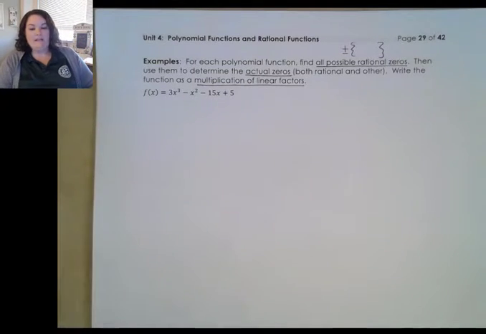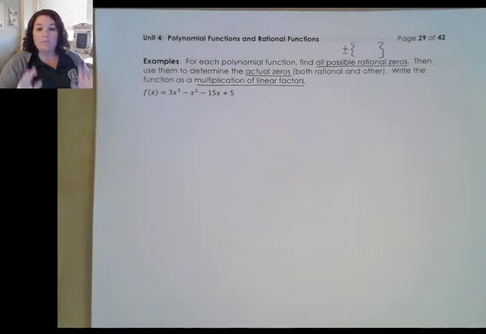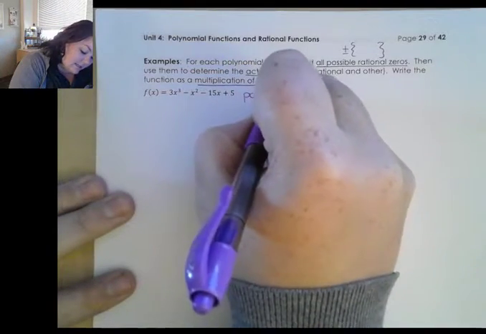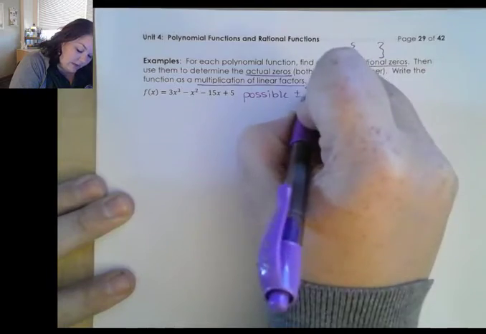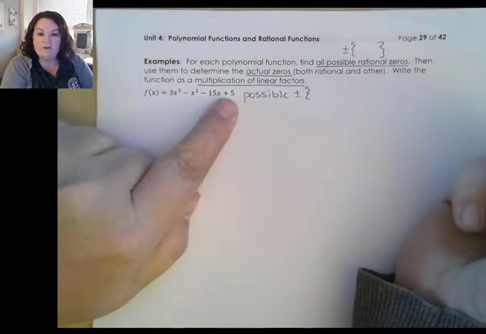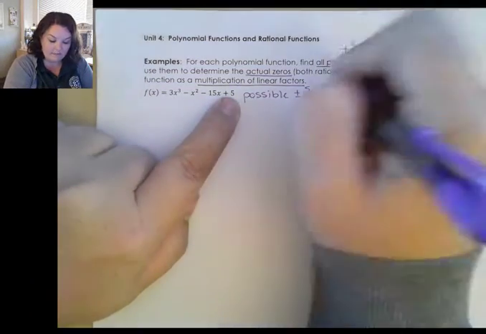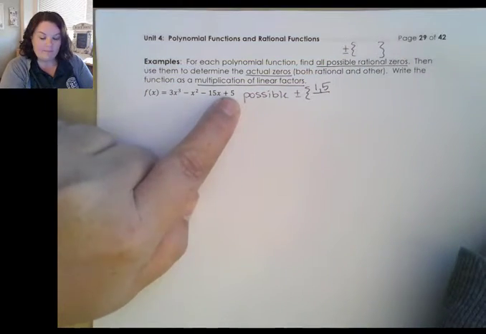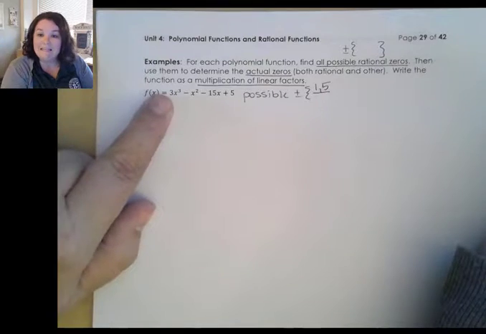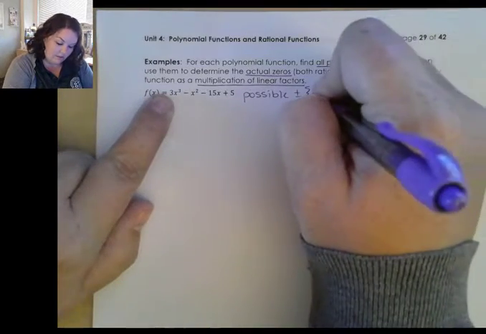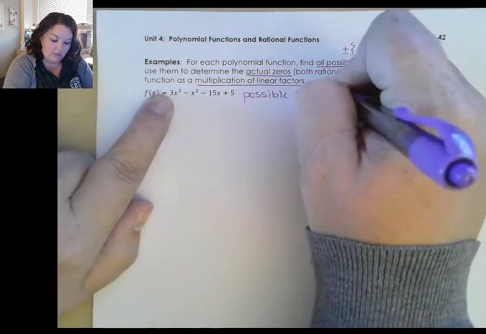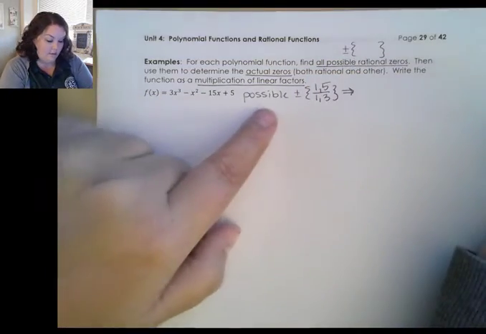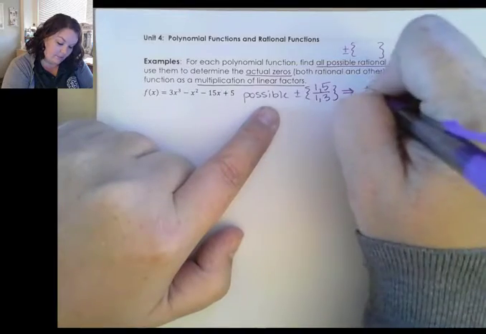Okay, all right, so let's start by finding all of our possible zeros. So to find all of our possible zeros, we do plus or minus all the factors of our constant term, which is 5. So that would be 1 or 5. And we're dividing that by all the factors of our leading coefficient, which is 3. So factors of 3 would just be 1 and 3.